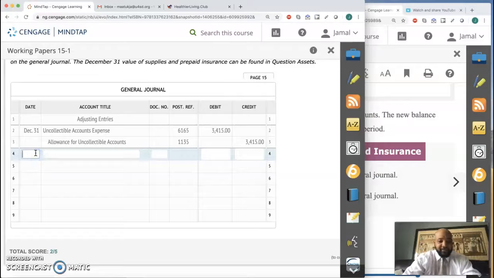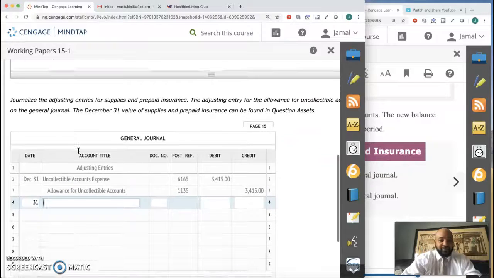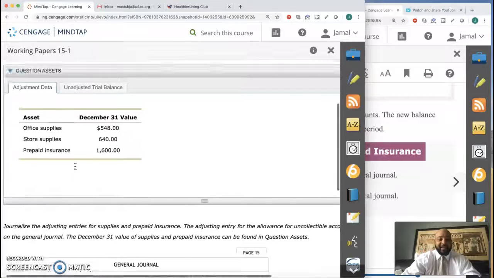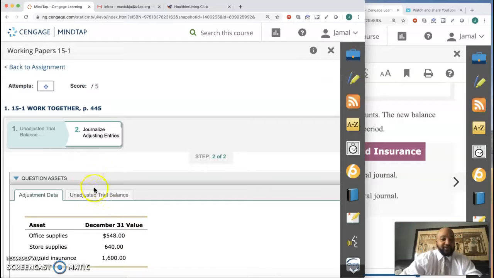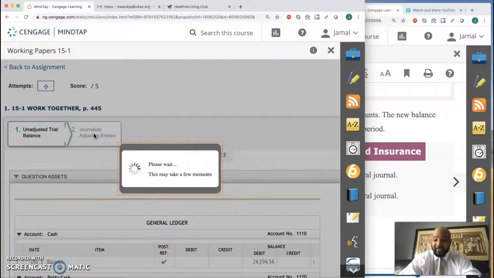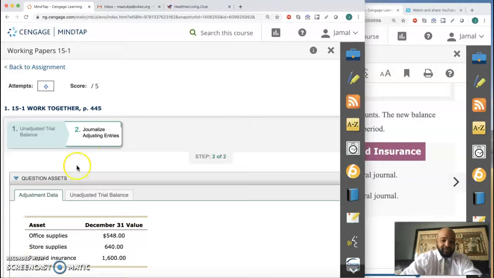Good. Let me put it in. We're on the 31st still. What was the first one they wanted us to do? We're doing them in order. Office supplies expense. All right, so we got to find a name for it. Let's go back up to our chart of accounts. Oh, here we can get it. Oh, I shouldn't have clicked on that. That was so big. It's going to take forever. I'm pausing again. Oh, it didn't take that long.